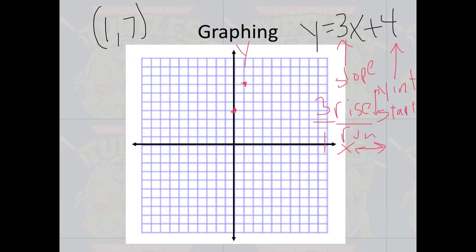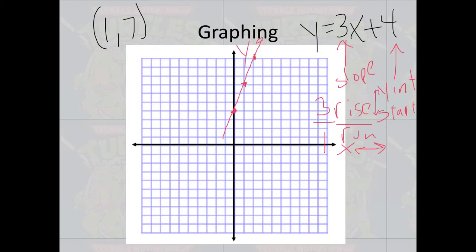It's a good idea to repeat that and go again. Go up 1, 2, 3, over 1. We're almost off the graph. That's okay. I'm going to add another point, and that should be straight enough to make a line. So our last step is just to connect the points, and we have our line. So this is the graph of y equals 3x plus 4.